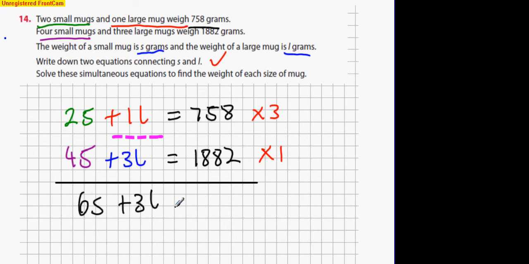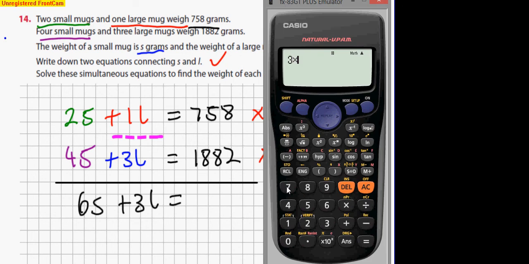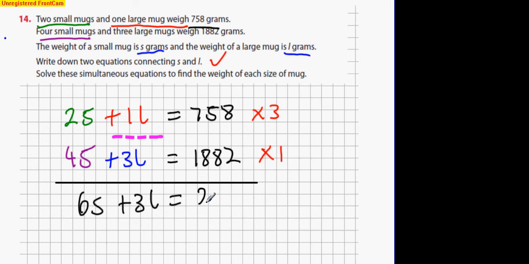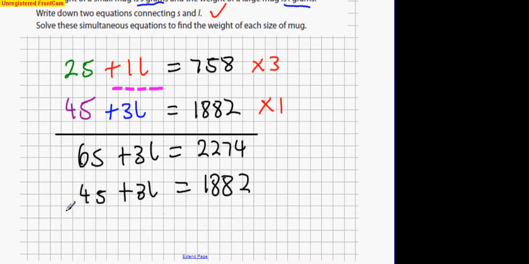6S plus 3L equals 3 times 758. That's 3 multiplied by 758, which is 2,274. And the other one remains the same for the time being. Now, at the moment, the equations don't cancel each other, because when you add them down, you'll get 10S plus 6L, and that's not what we're looking for. We're looking for the L's to disappear.